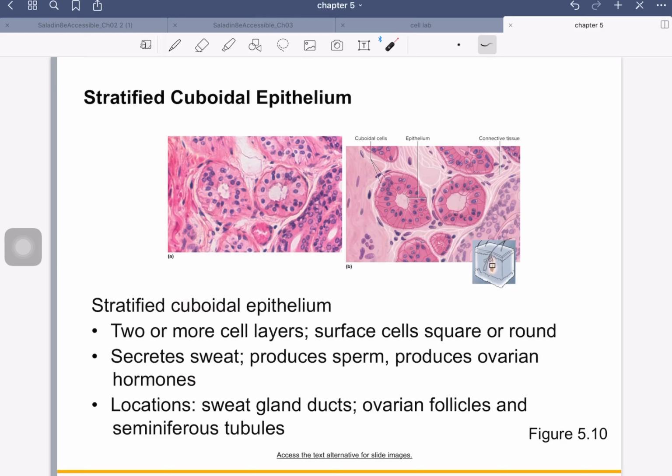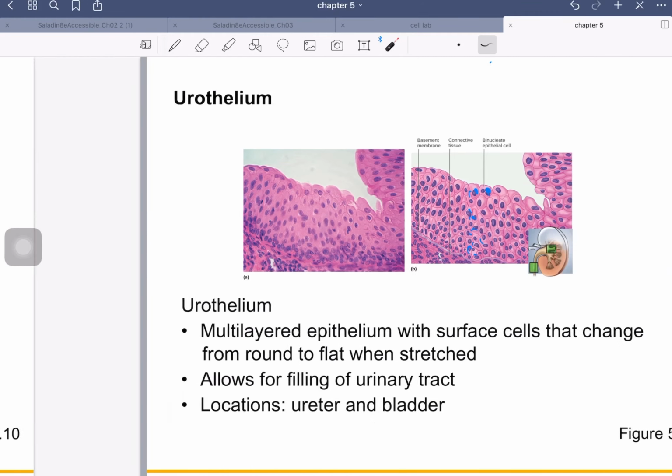And what do these do? Well, we see these involved in sweat production, sperm production, and ovarian hormones, and so we find them in sweat glands, ovarian follicles, and seminiferous tubules. And we'll see those structures in other courses.